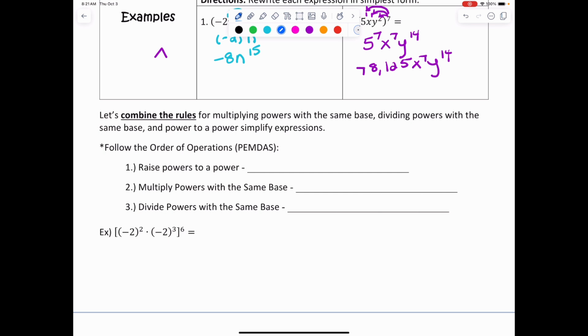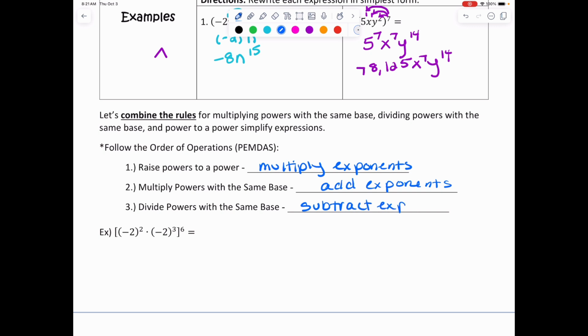So first we want to raise any powers to a power that we see by multiplying the exponents. Then we want to multiply powers with the same base by adding exponents. So we're just putting all of our exponent rules that we've already done together in one spot. And then we want to divide powers with the same base by subtracting exponents. So let's look at our first example following the order of operations, and then I'll actually show you there is a second way you could do it and still be correct.